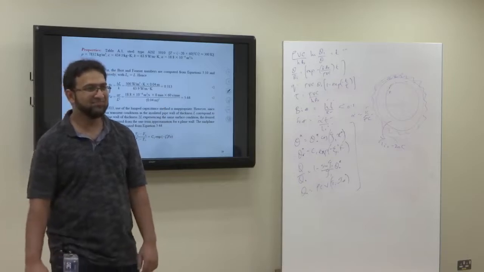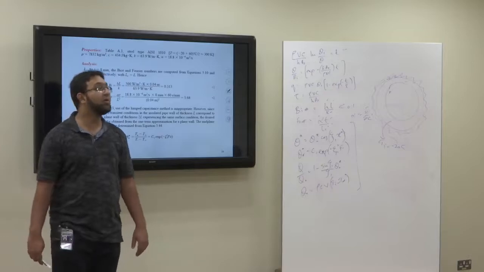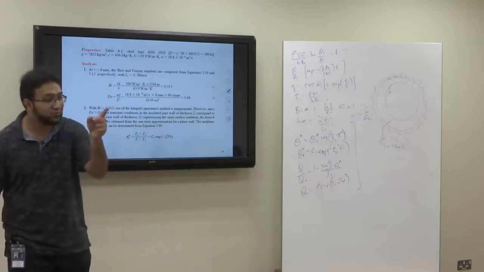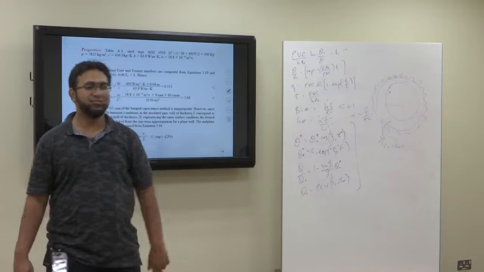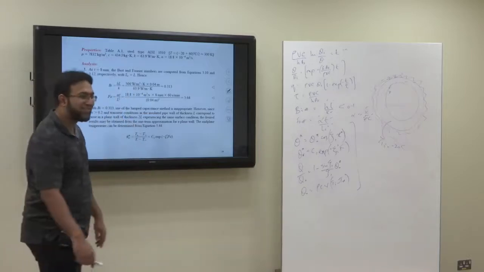But at 0.2, that means the first step? No. Oh yeah. No, but that was for the Fourier number. Okay. That was for the Fourier number. Okay. Is it clear?